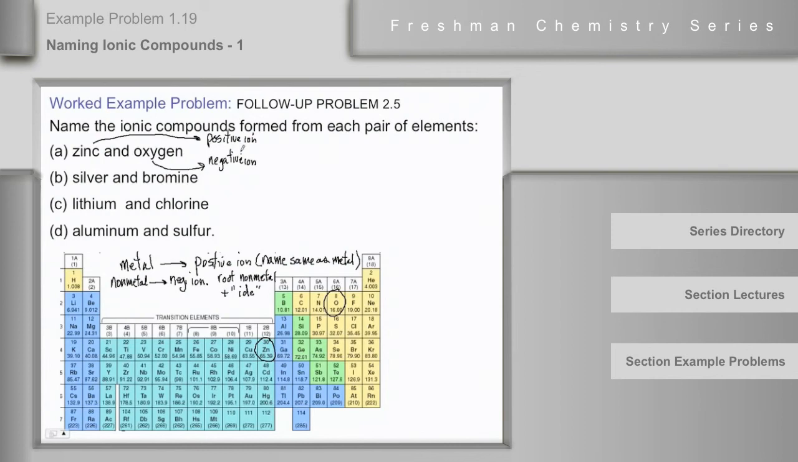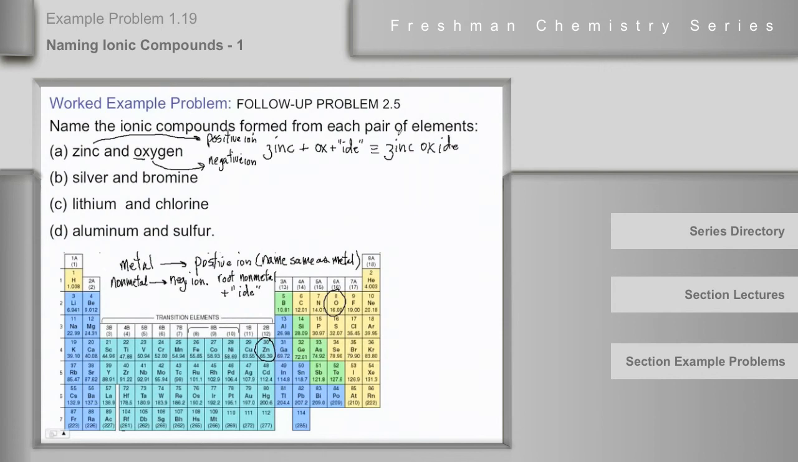We name the positive ion first, so the first part of the name will be zinc. Then we name the negative ion, which will take the root of the nonmetal name. In this case, ox is the root, and add -ide. So zinc plus ox plus -ide. That is zinc oxide. So the ionic compound that forms between the metal zinc and the nonmetal oxygen has the name zinc oxide.